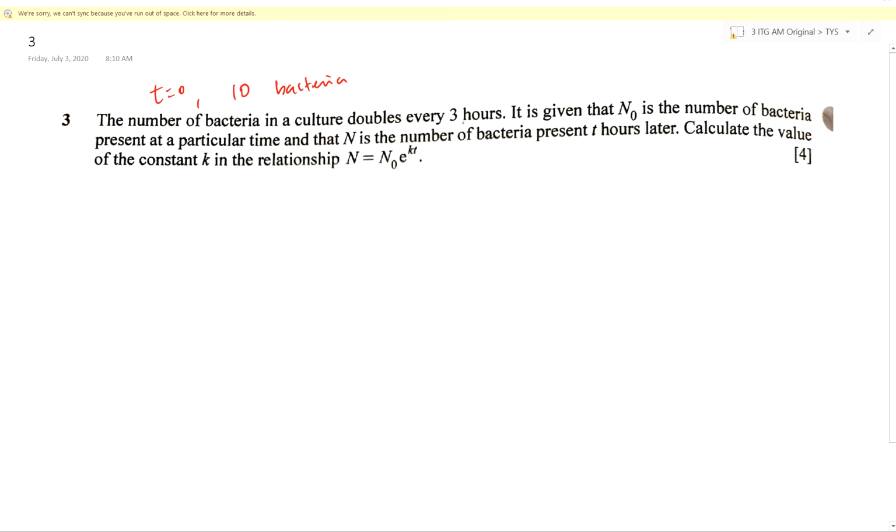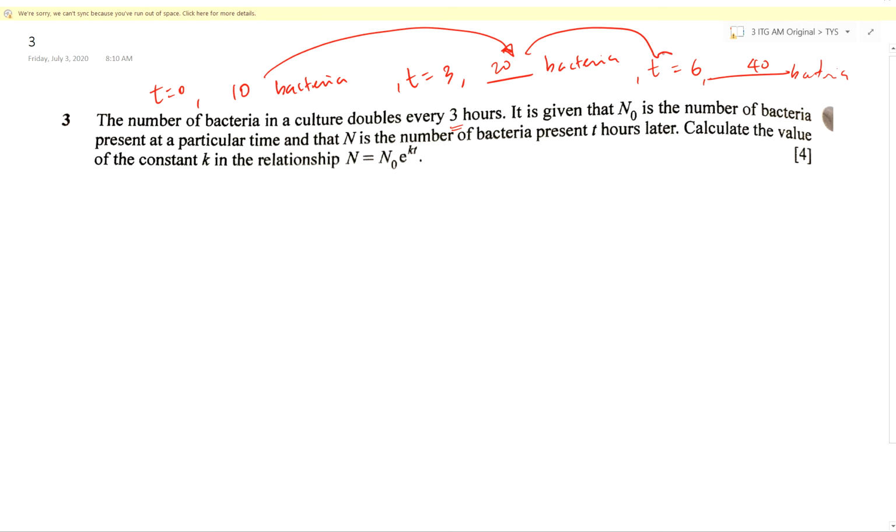What happens after 3 hours? When time equals 3, how many bacteria? It doubles. So how many do we have? 20. What about when time equals 6? How many? Now it becomes 40. We keep doubling this number, we keep doubling it every 3 hours. So that's what it means.